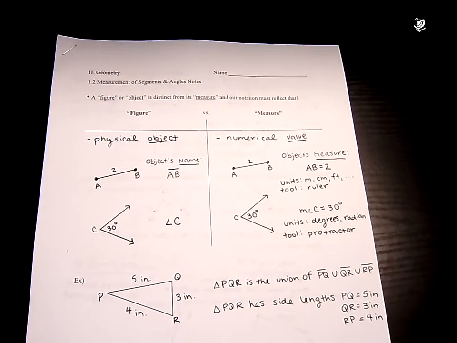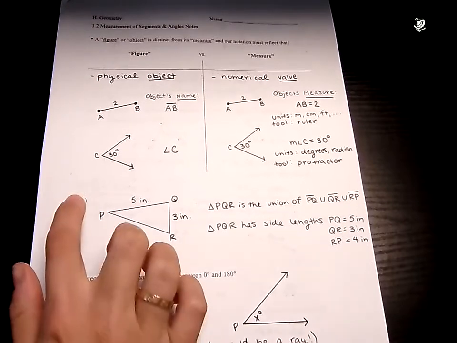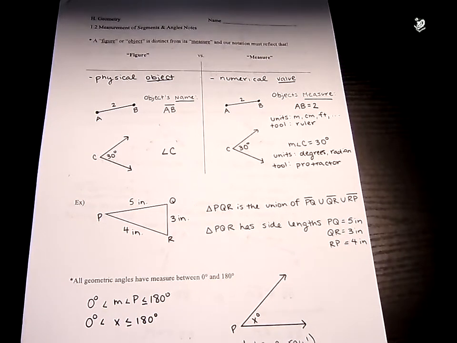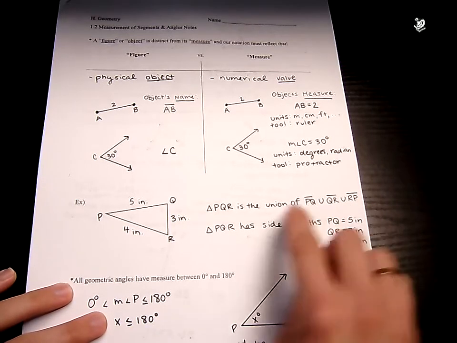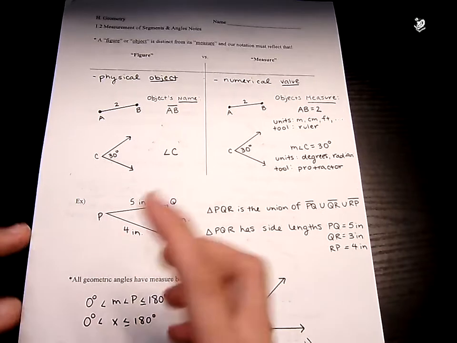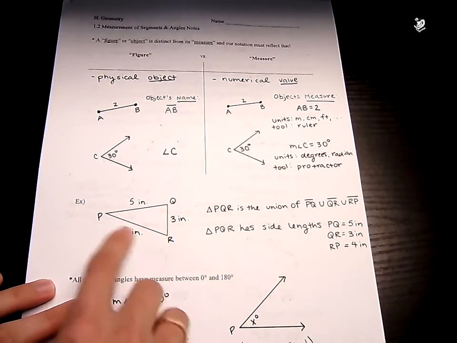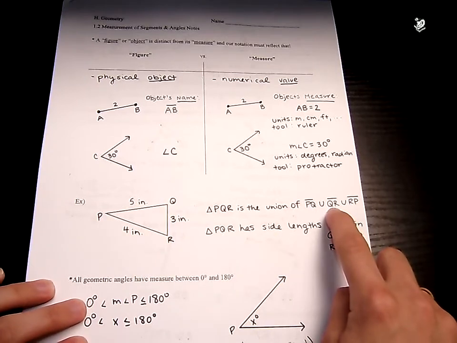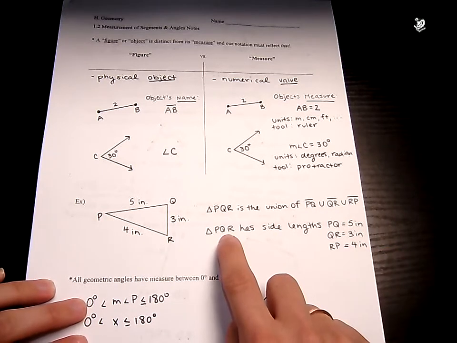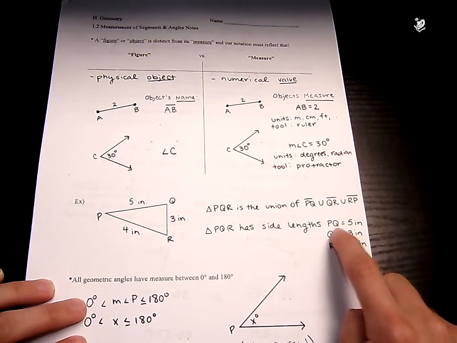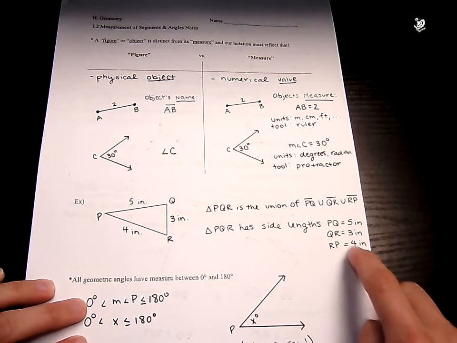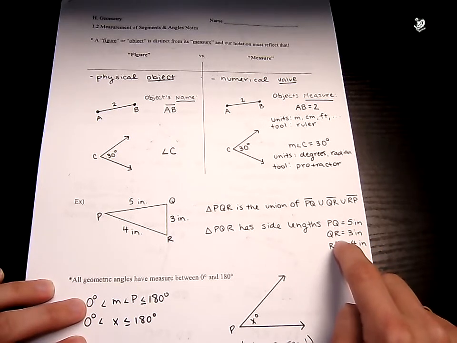So here is a good way to distinguish it using an example. I've got this triangle PQR here. I can think of this triangle as the union of 3 line segments. So I'm talking about the physical object. If I union or combine and put together PQ, QR, and RP, that's talking about the actual object. However, triangle PQR also has side lengths. So when I'm telling how long each side is, PQ is 5, QR is 3, RP is 4, I do not put the line segment over the top of it.